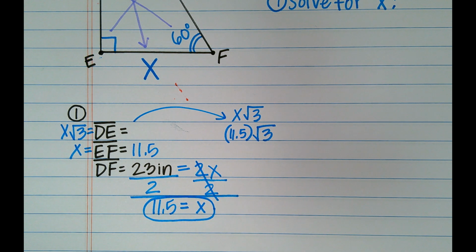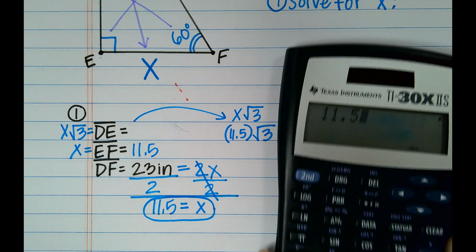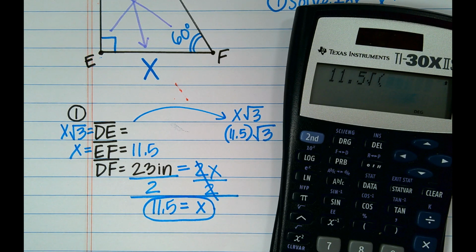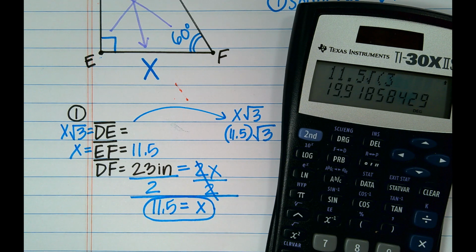So we should just be typing in 11.5, again square root, radical 3 this time, not 2. And you should get 19.92 if we round it up. 19.91 or 92, I would take either, that would be fine.